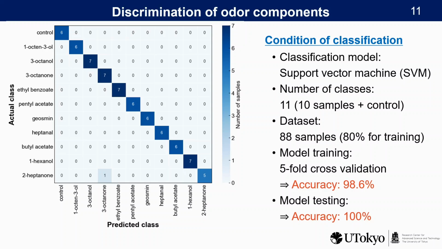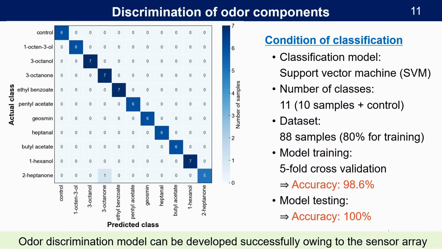The reason for this is that the sensor array, which uses multiple insect ORs, is able to capture the characteristics of each odorant molecule, so that the dataset can be successfully classified using a simple classification model.